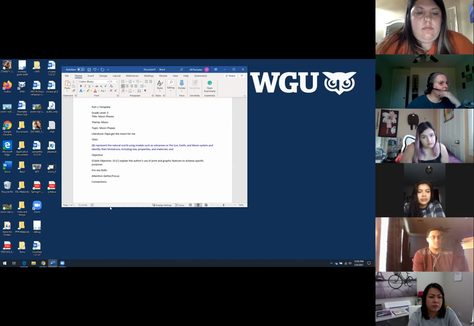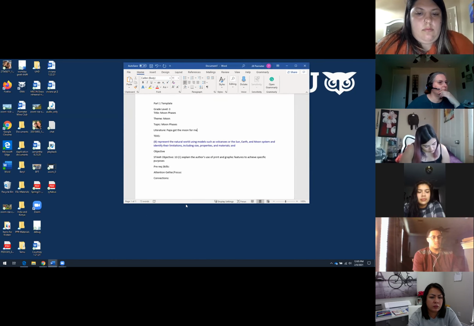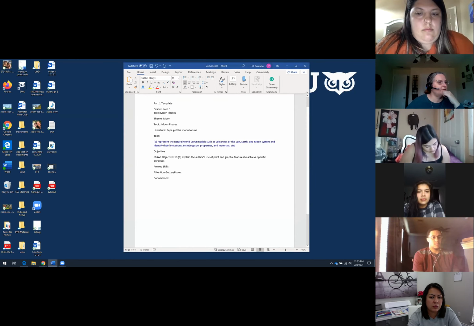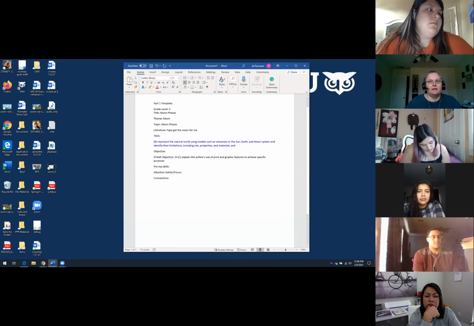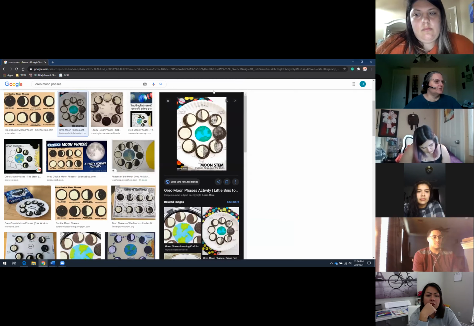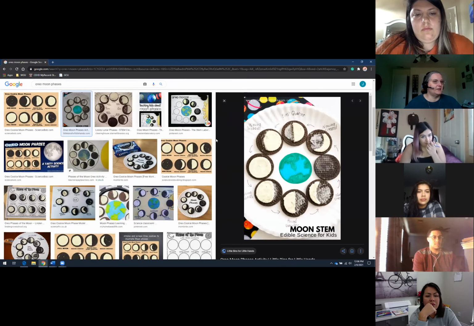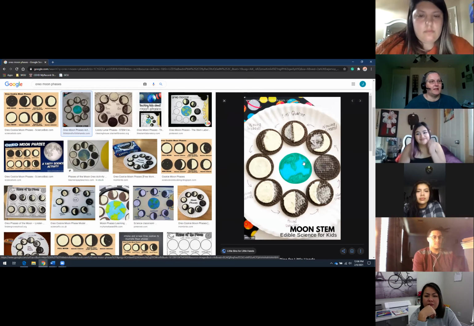And see, my TEK is what I found already. 3rd grade, represent the natural world. Now my TEK is different from my objective. My objective is what I want the kids to specifically do. And I want them to be able to name the moon phases. So I'm going to have them do one of these activities. Can you see that? Yum, yum. That's my activity. My objective is I want them to be able to label the phases of the moon.